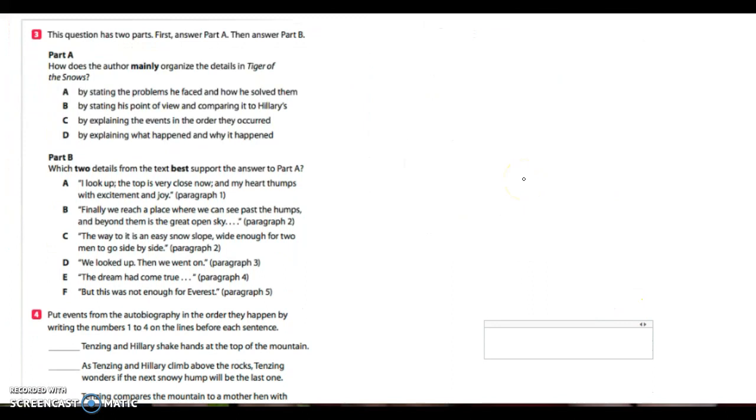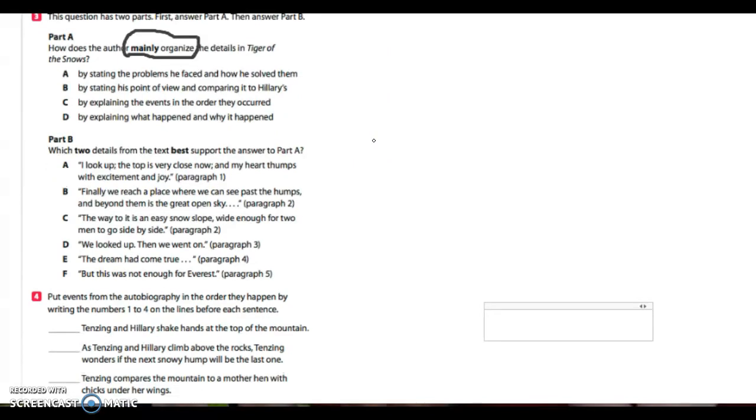Next is question number 3. On the next page it says, how does the author mainly organize the details of the Tigers of Snow? There's the word mainly organize, so I think that this is going to be something where we have to look at the majority and see which one in the majority is it going to be. Part B says, what 2 details from the text support the answer to part A? So I'm going to circle the word 2 details because that's the number of details we need to find. And I'm going to circle the word support because support means back it up.